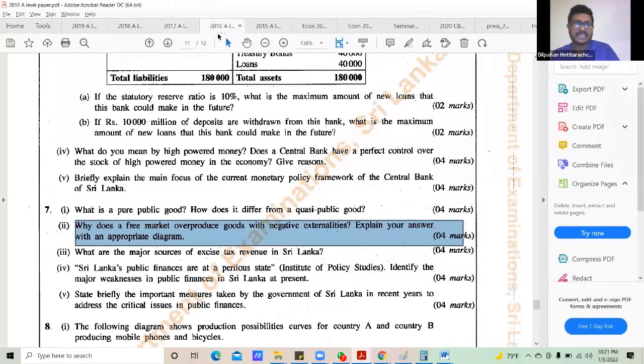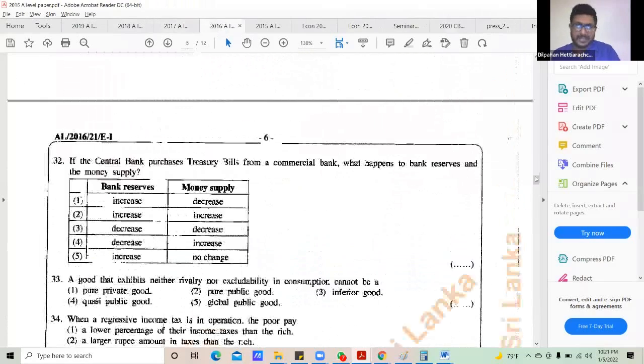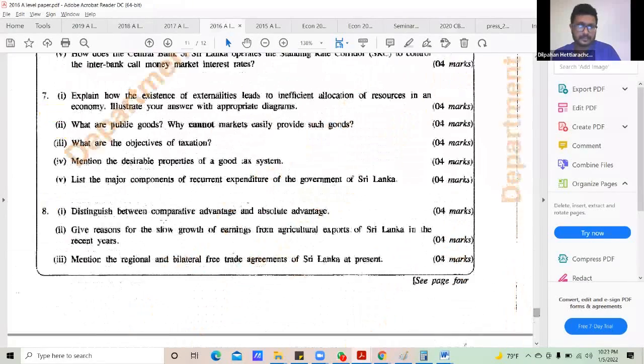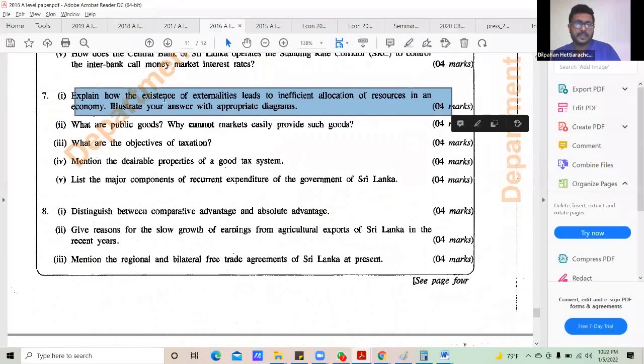So 2017, they asked the same question, and 2016, let me check. Yes. Explain how the existence of externalities leads to inefficient allocation of resources in an economy. So in this question, they are not specifically mentioning one externality. Basically, they are asking about all four externalities in this diagram, right? Okay, clear.